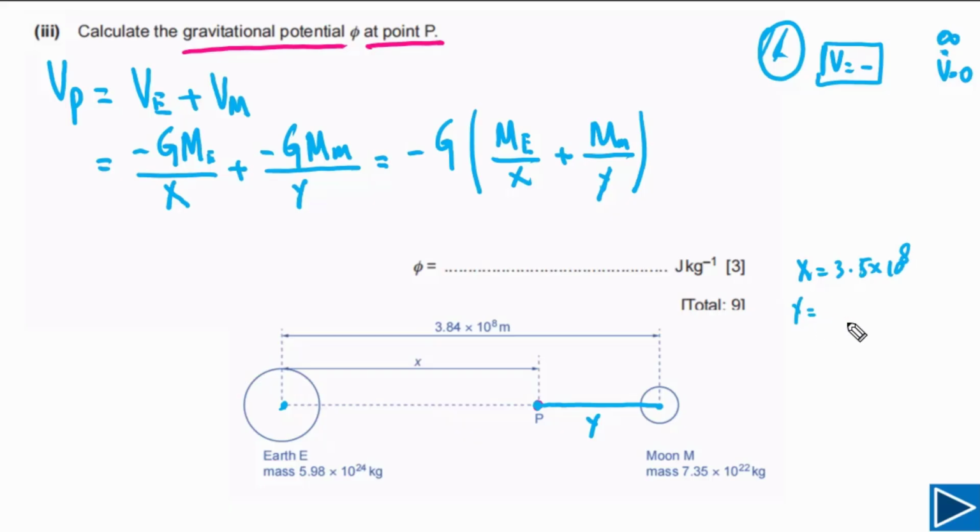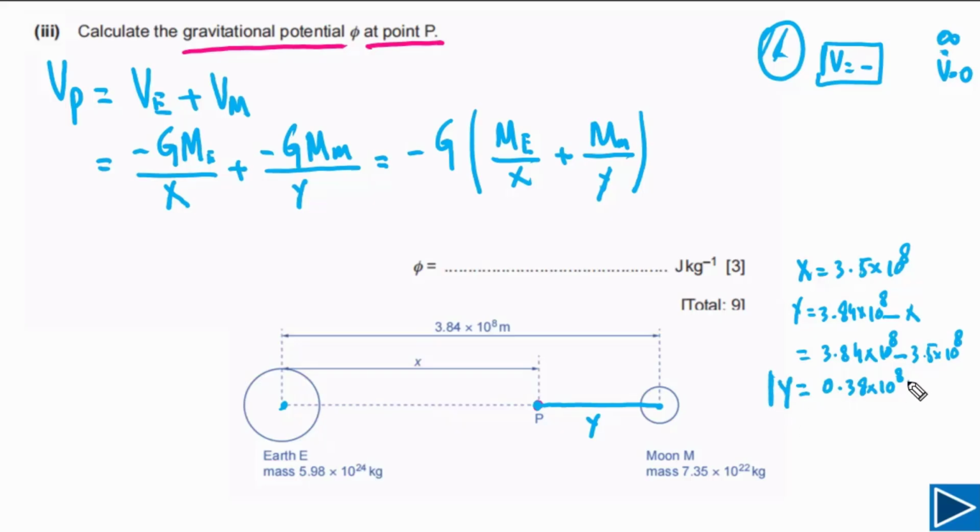And y will be equal to 3.84 times 10 to 8 minus x. Now you can write down the value of x. So this is 10 to 8 minus x. Value of x is 3.5 times 10 to 8. So from here we can find the value of y, which is equal to 0.38 times 10 to 8. So this is the value of y.